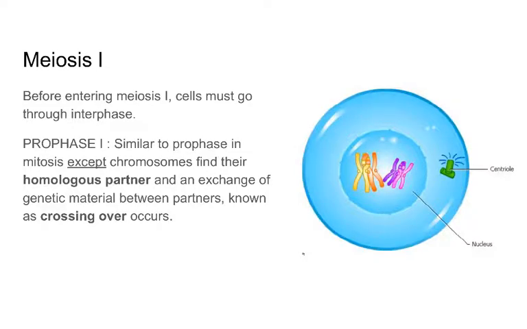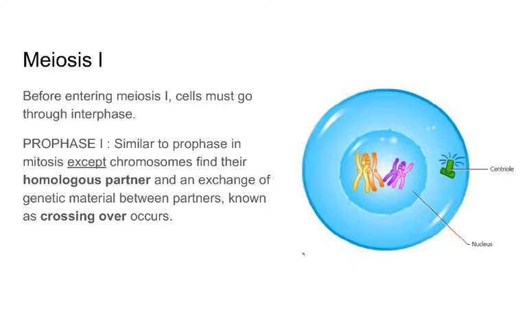So if we look at meiosis 1, very similar to mitosis, it's going to start with a cell that was in interphase, and when that cell is actually ready to divide and form a gamete, it's going to start to prepare itself just like any cell going through mitosis would. So we start off with prophase 1.